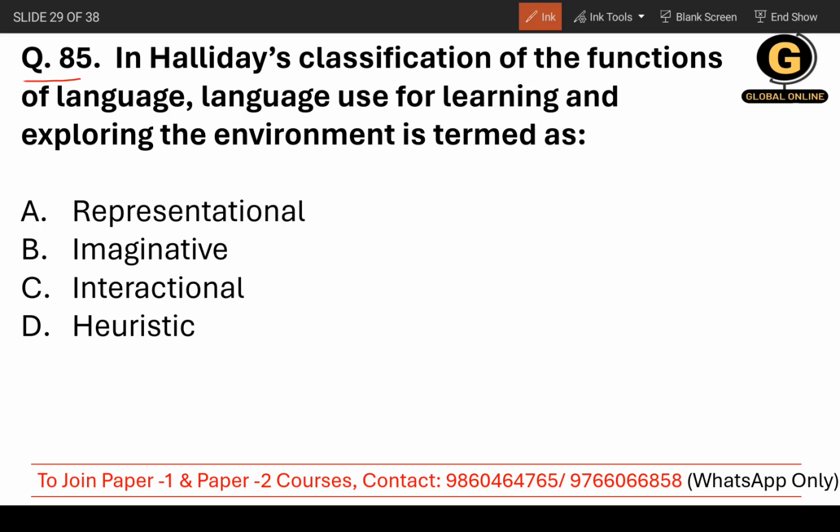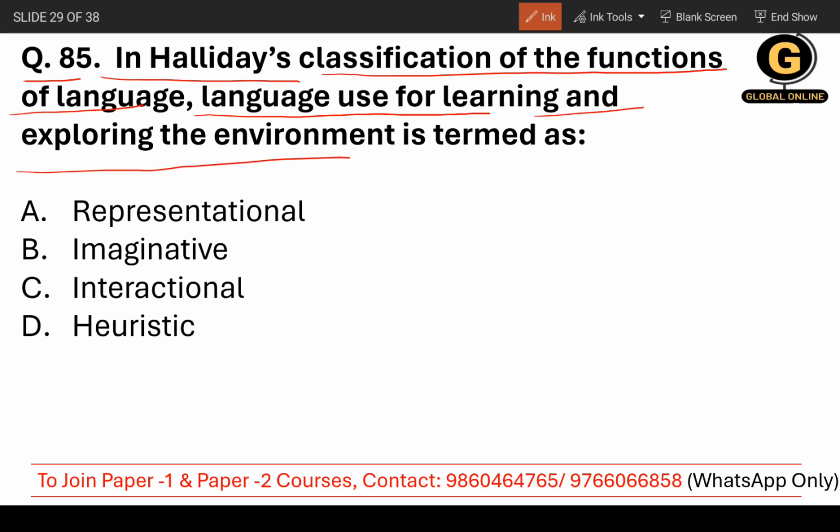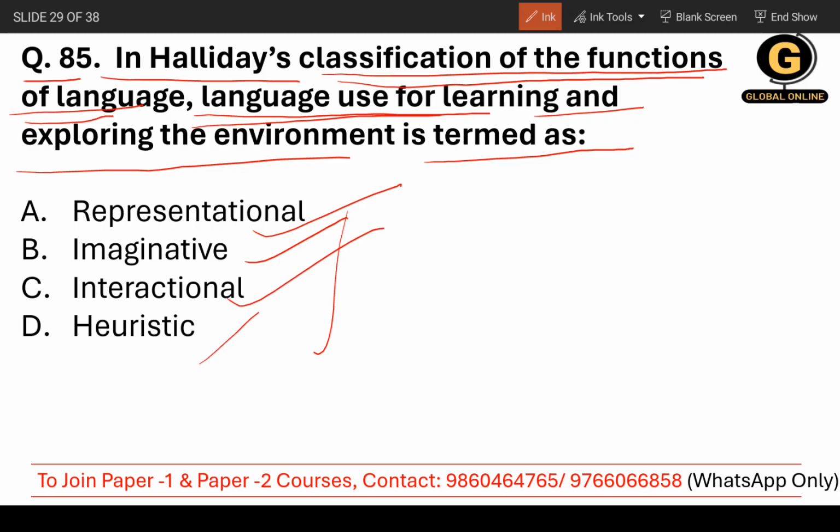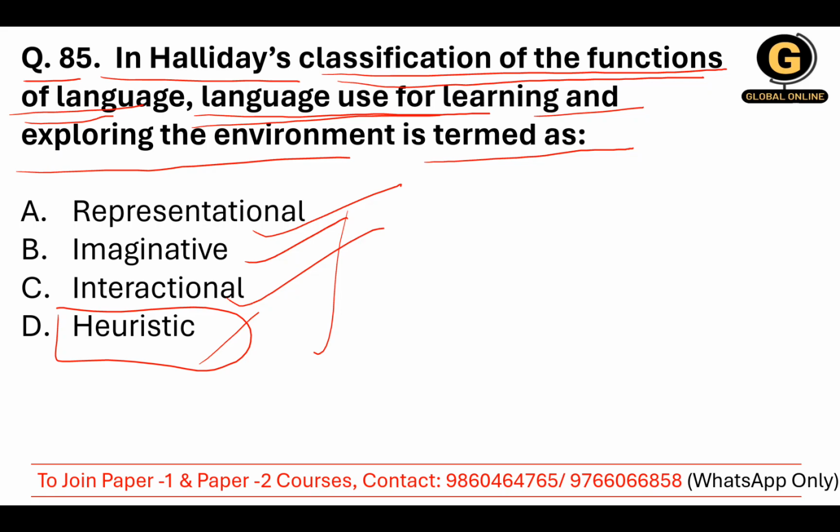Moving on to question number 85. In Halliday's classification of the functions of language, language used for learning and exploring the environment is termed as representational, imaginative, interactional, or heuristic. Which is the correct option? Heuristic is the correct option, D.